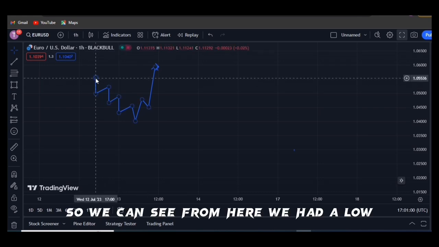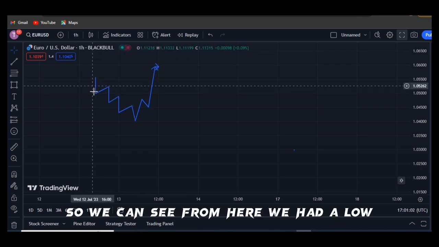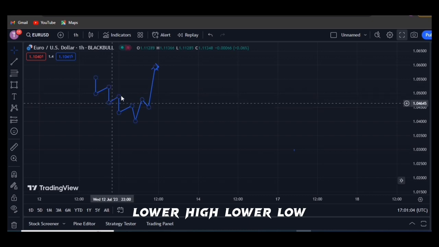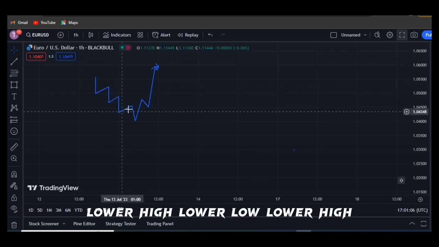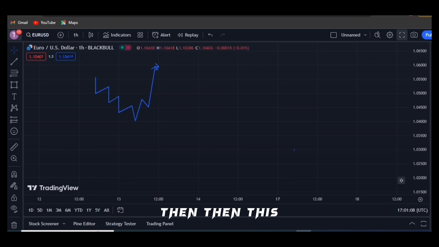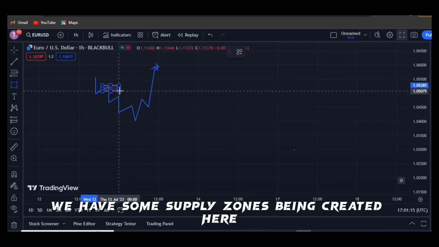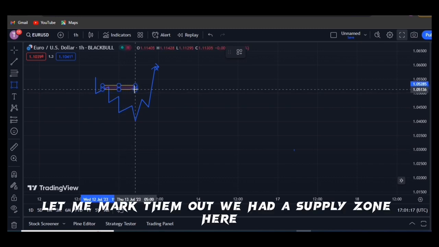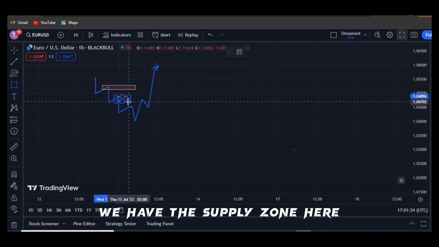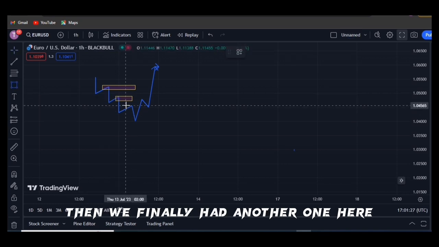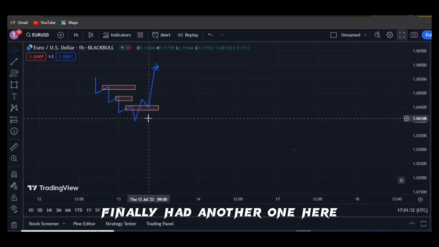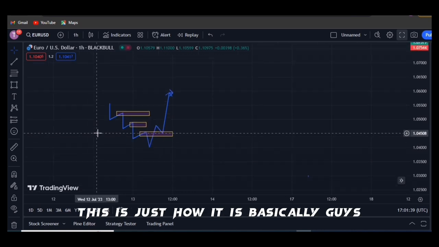So we can see from here, we had a low, lower high, lower low, lower high, lower low, lower high. Then we had some supply zones being created here. Let me map them out. We had a supply zone here. We had a supply zone here. Then we finally had another one here. This is just how it is basically, guys.